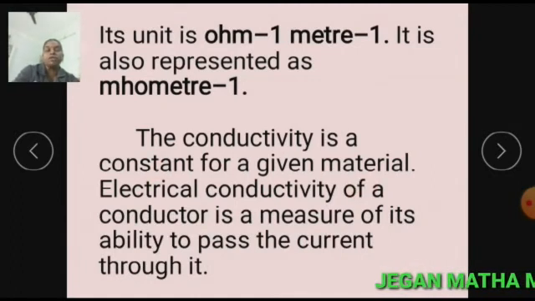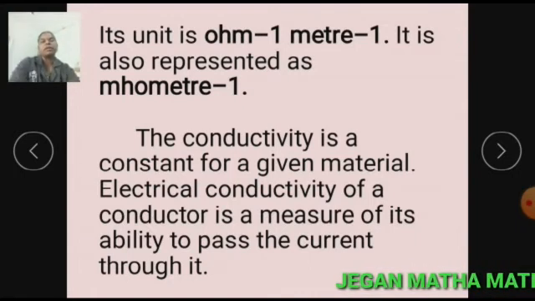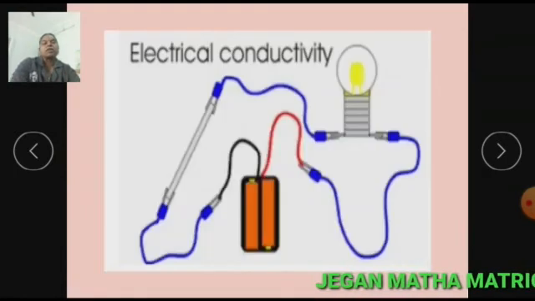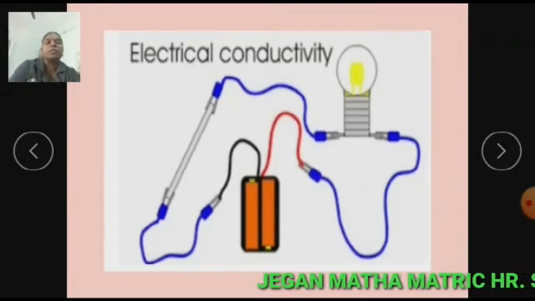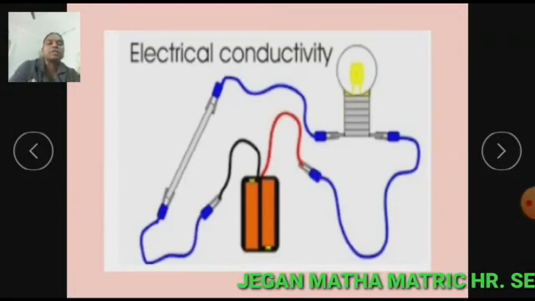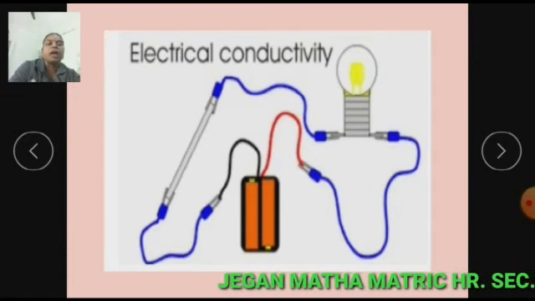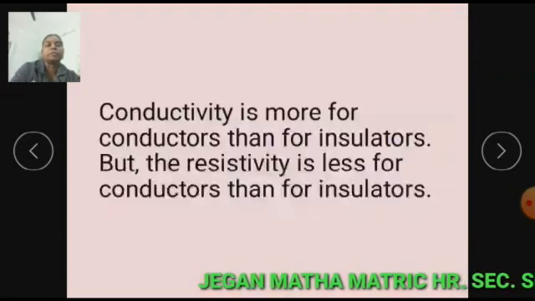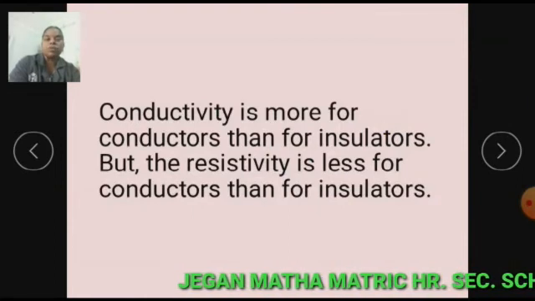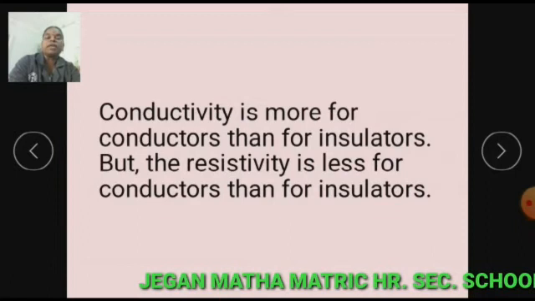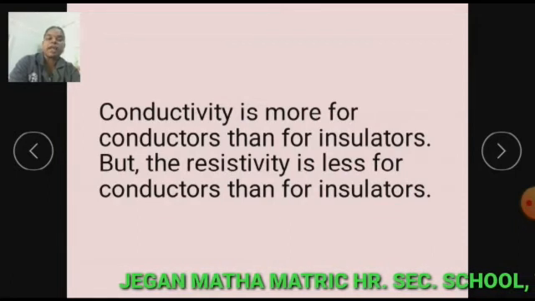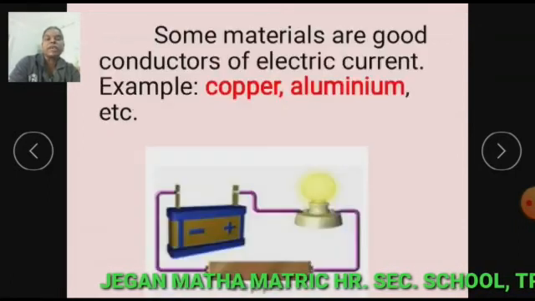Electrical conductivity of a conductor is a measure of its ability to pass the current through it. Here, electrical conductivity of the material is shown. The battery is attached to the wire and bulb. Conductivity is more for conductors than for insulators, but the resistivity is less for conductors than for insulators.